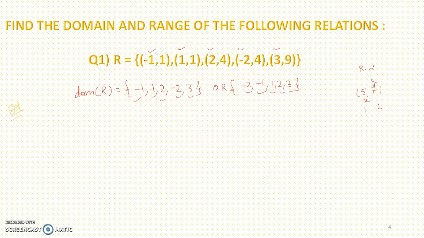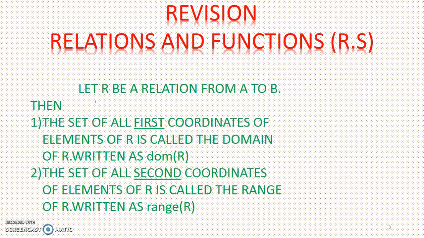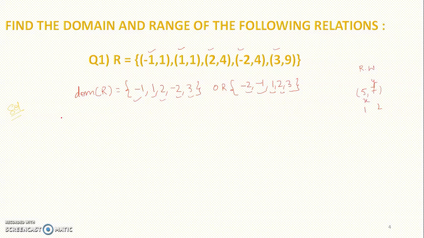Now the second part says range. I had explained to you in the previous slide how to write domain and range. Here it is written: set of all first coordinates, which we represent as domain of R. For range, what do we do? Set of all second coordinates, written as range R. So now we will write range R. What is range R? It is not saying coordinates, it is saying set. So this means we will represent them by curly brackets. Set of all second coordinates.